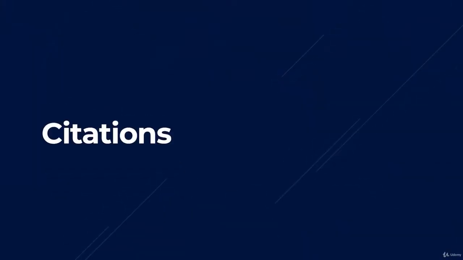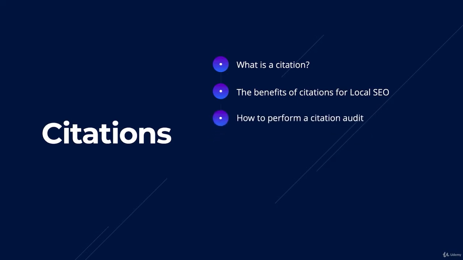Citations. In this section, we're going to cover what is a citation, the benefits of citations for local SEO, and just as a hint, they are super beneficial indeed. We're going to look at how to perform a citation audit. This is very handy and you definitely need to know this, as if you have incorrect citations, they can actually do more harm than good to your local SEO campaign. So knowing how to do an audit, spot these and fix these is essential.